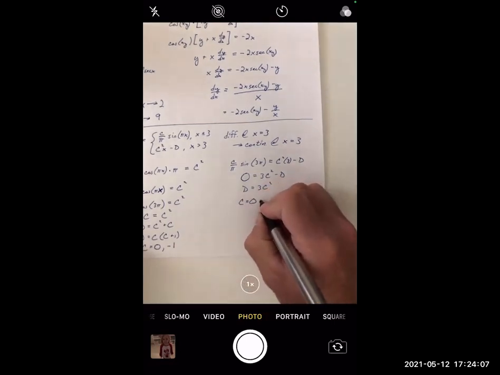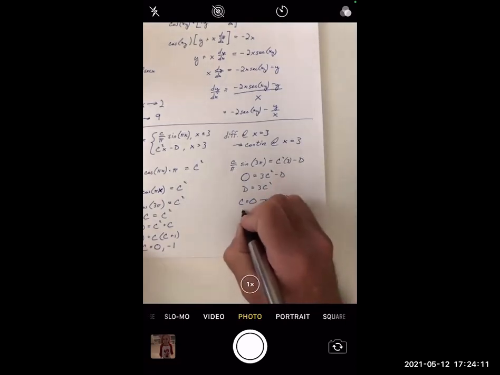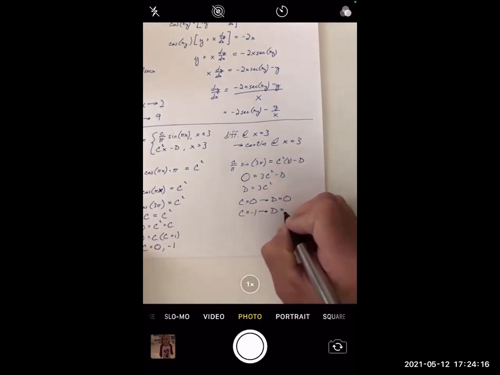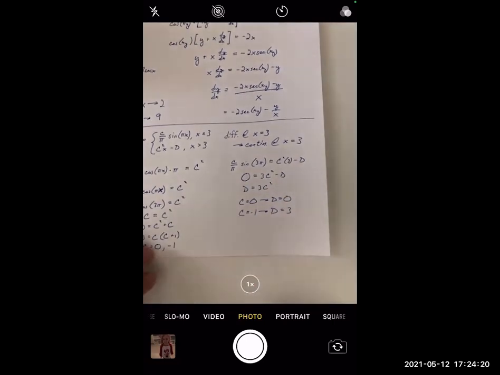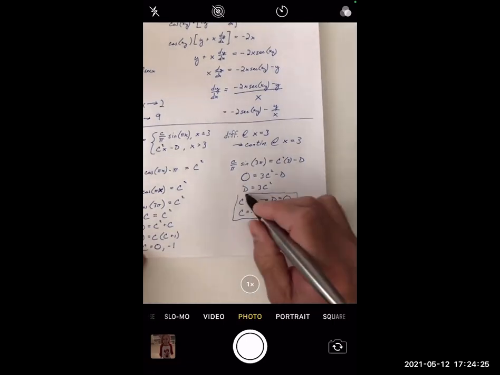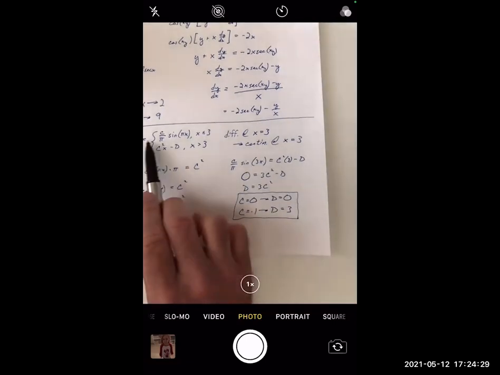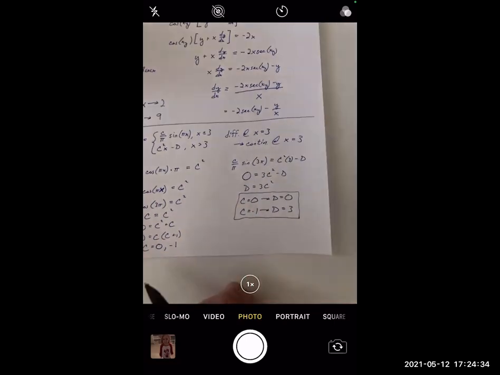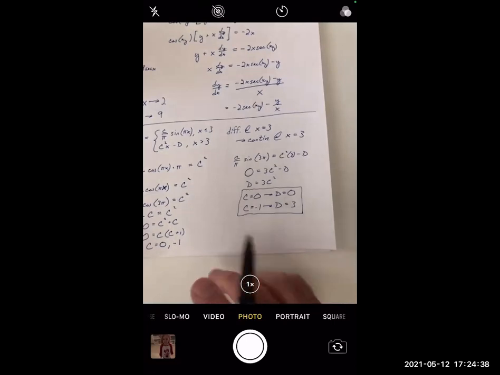So when c is equal to 0, that means d is going to equal 0. And when c is equal to -1, d is going to equal 3. So those are your constants c and d that would make this function continuous and differentiable at x equal to 3. You could use either pair and both of them would work.